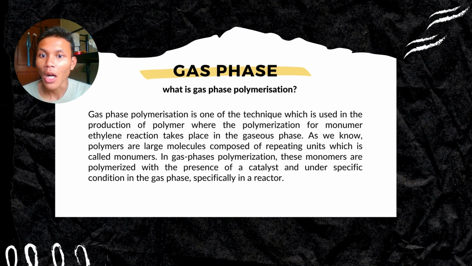As we know, polymers are large molecules composed of repeating units, which are called monomers. In gas phase polymerization, these monomers are polymerized in the presence of a catalyst and under specific conditions in the gas phase, specifically in a reactor.